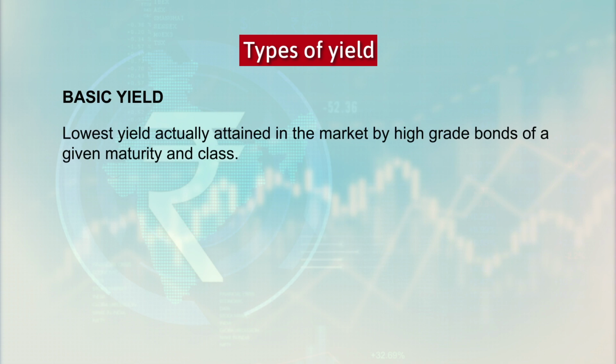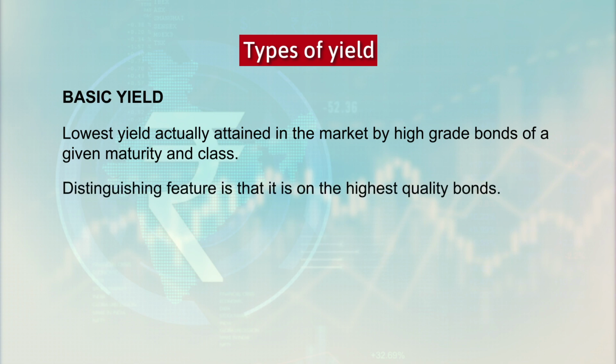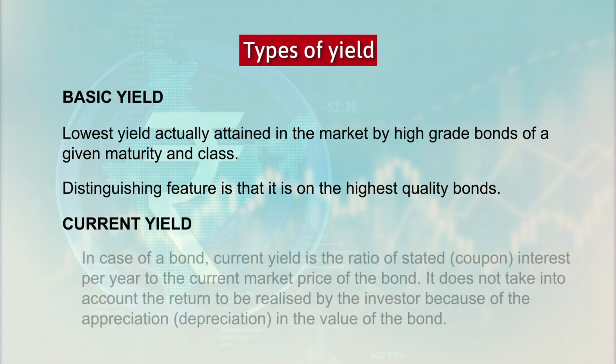It is basically the lowest yield that is actually attained in the market by various high grade bonds of a given maturity and class. And the distinguishing feature of the basic yield is that it is on the highest quality bonds. That's it. What is current yield?